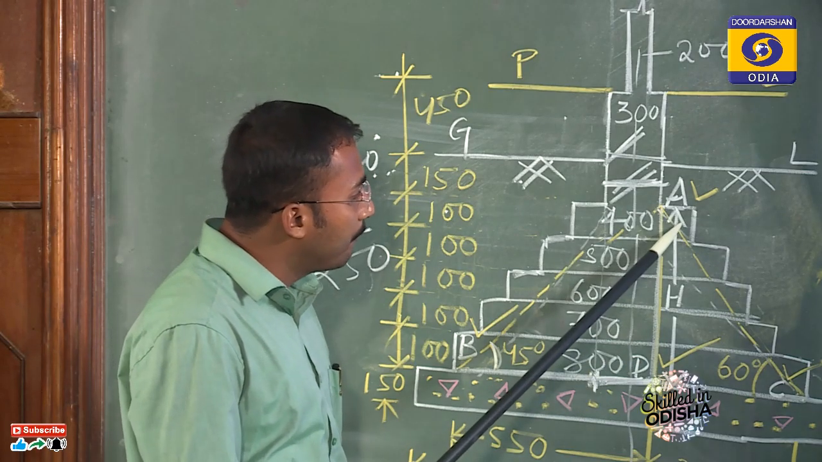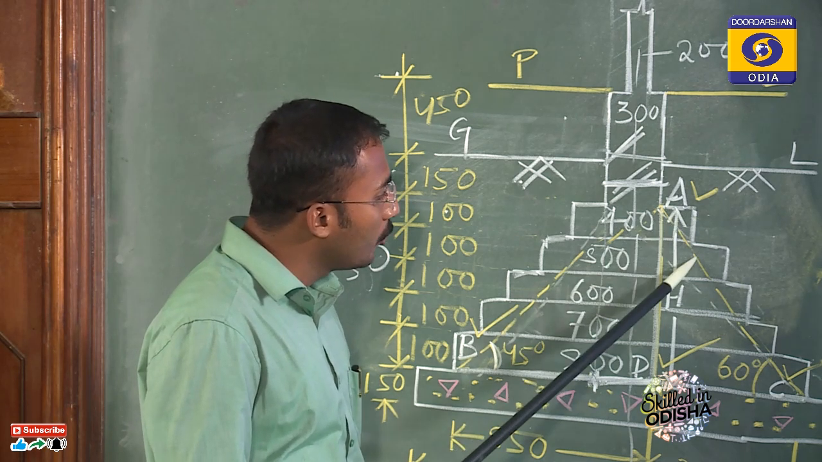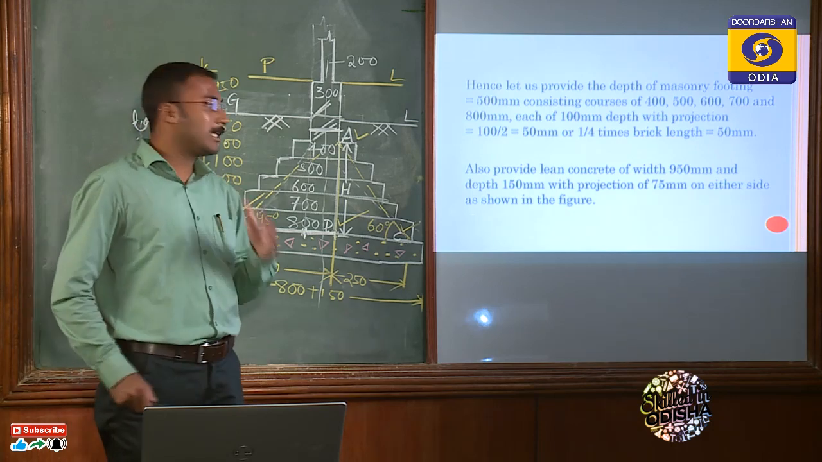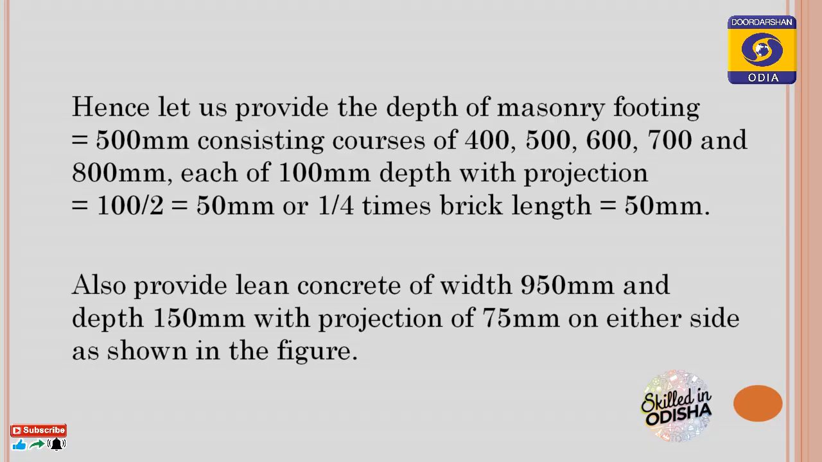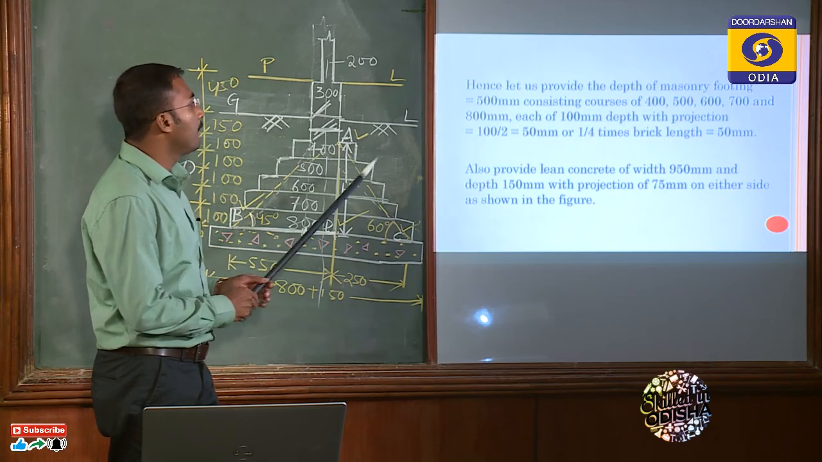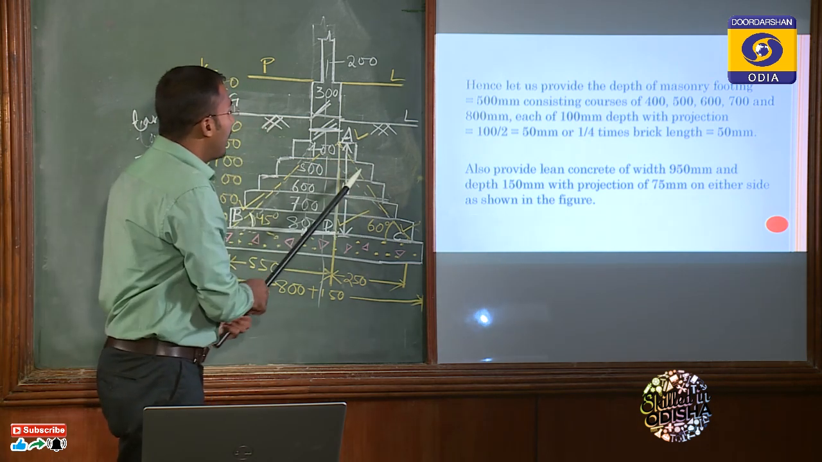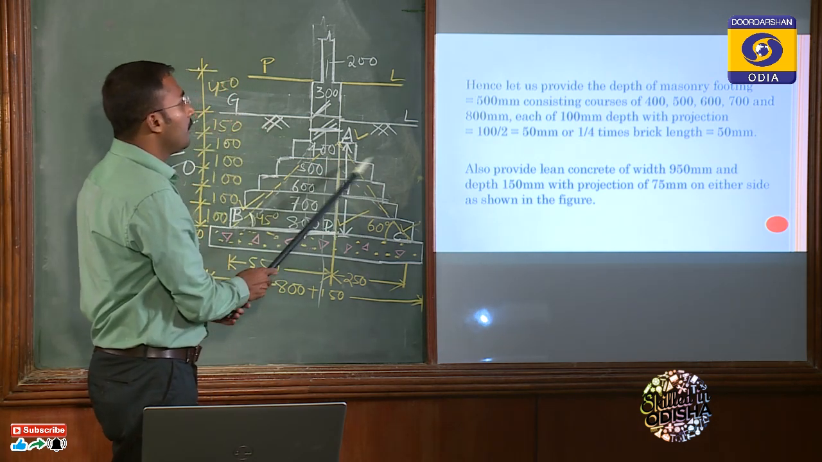So there are 5 steps of footings, 1, 2, 3, 4, 5. So each course is 100 millimeter. So you can see here, let us provide the depth of the masonry footing 500 millimeter, consisting of courses of 400 to 800 millimeter, each of 100 millimeter depth, and the projection here is 50 millimeter. That is, depth of the course is 100 and half of the depth is 50.